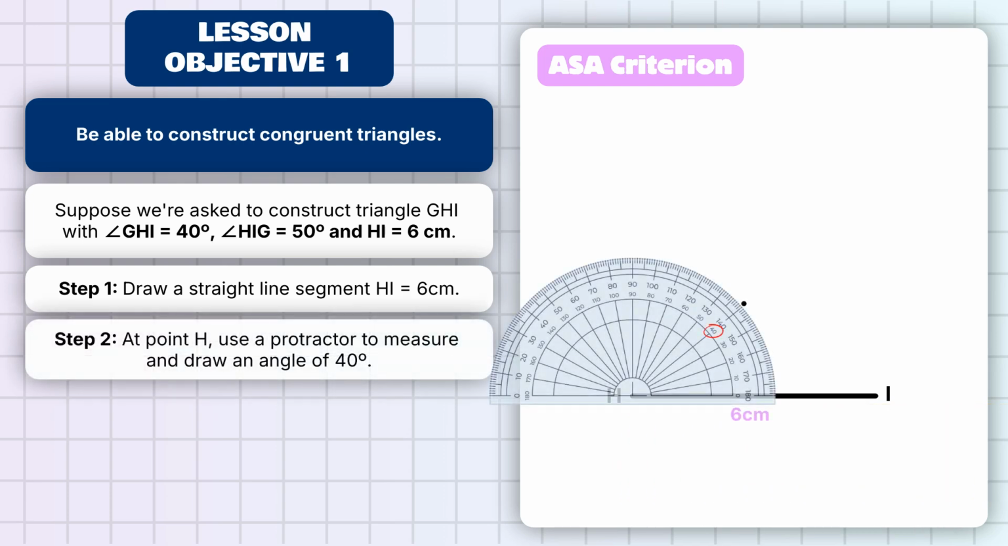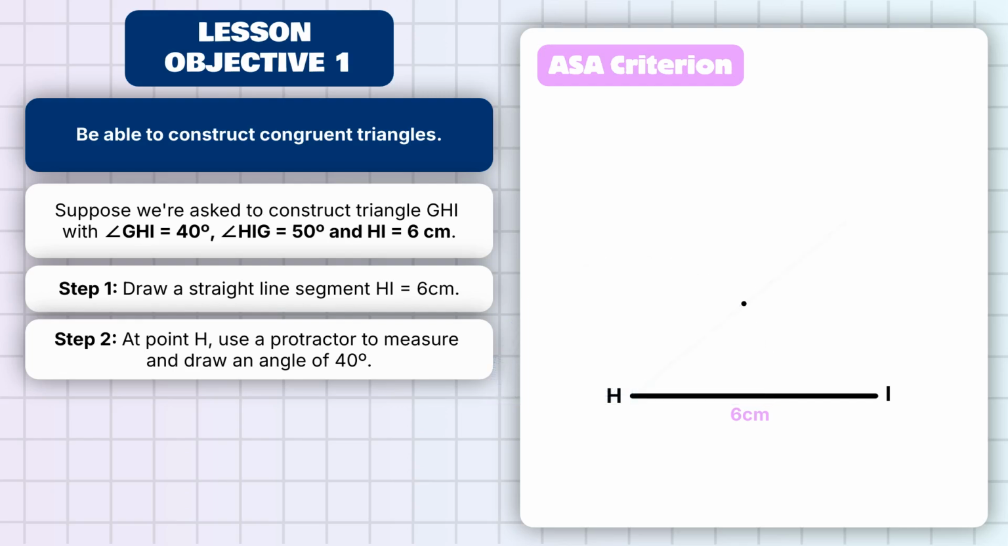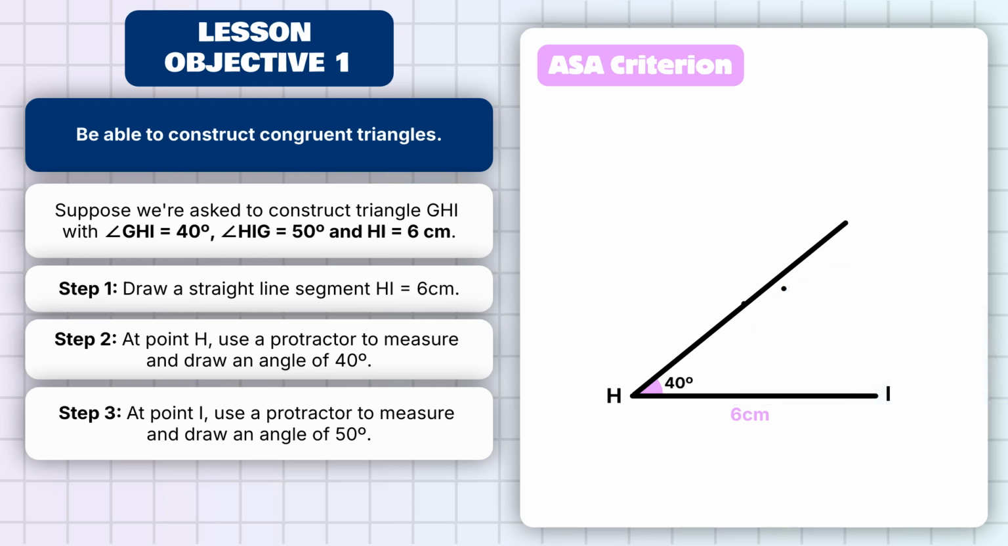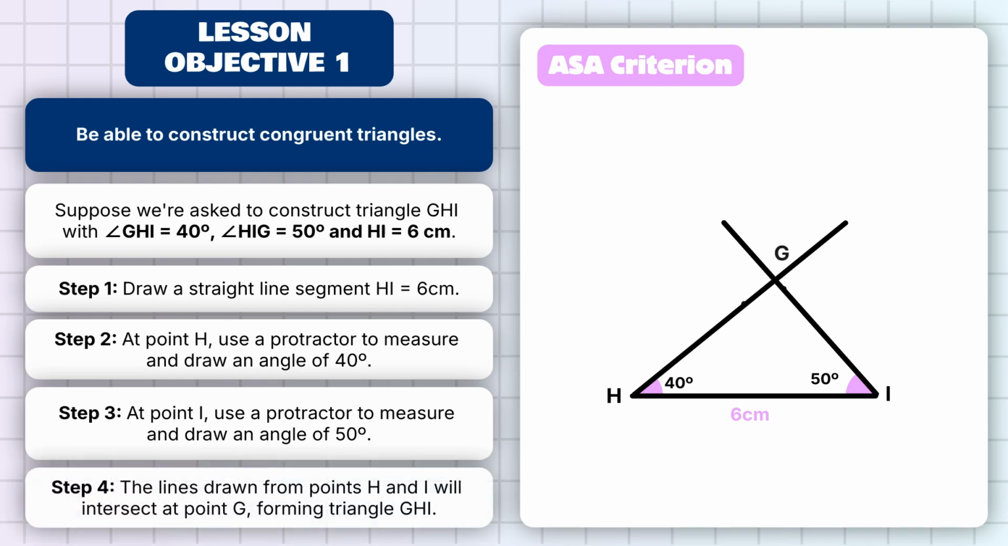For step 2, at point H, use a protractor to mark an angle of 40 degrees. Then draw a line from H that passes through this point. For step 3, use your protractor again, now placing it at point I, and mark an angle of 50 degrees. Then draw a line from I that passes through this point. Finally, for step 4, the lines drawn from points H and I will intersect at point G, forming triangle GHI. By following these steps, you can construct congruent triangles accurately.